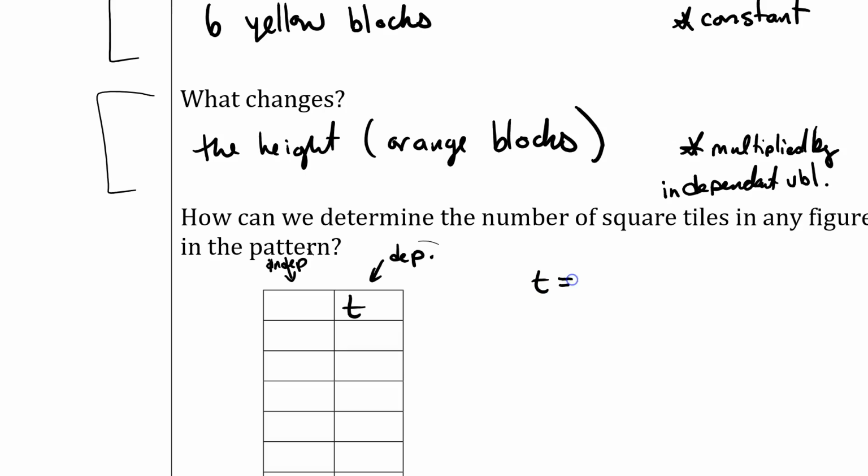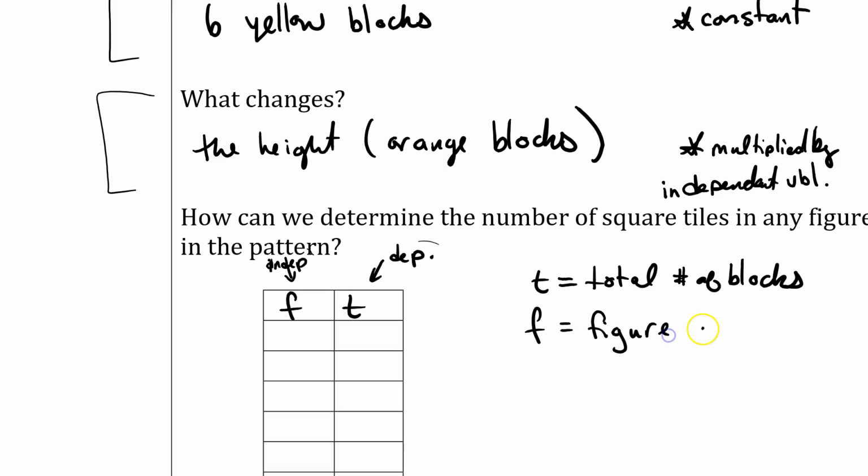And we always have to define our variables. T equals total number of blocks. And I'm going to say F, which is our independent, is our figure number. Now I'm going to leave one space here, and I'll tell you why in a bit.